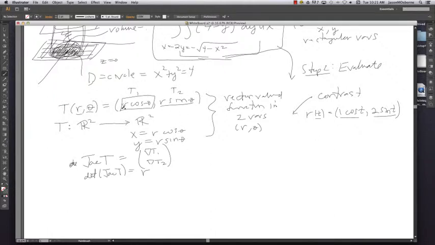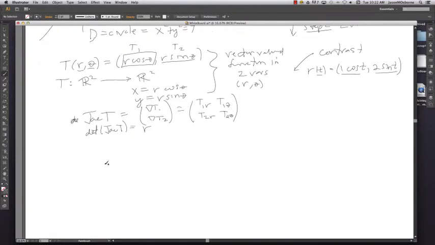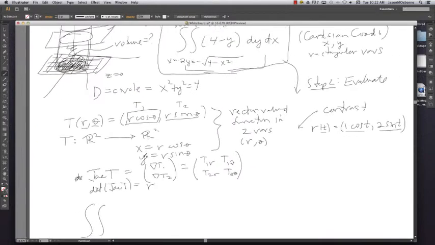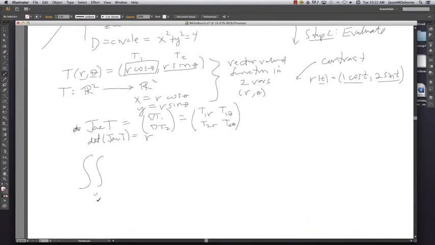Take their gradient: for T1, take the partial with respect to r and the partial with respect to theta, and for T2, take the partial with respect to r and the partial with respect to theta, and you have a matrix. So we would have talked at this point about doing a change of coordinates in the double integral. This is the equivalent of u substitution.